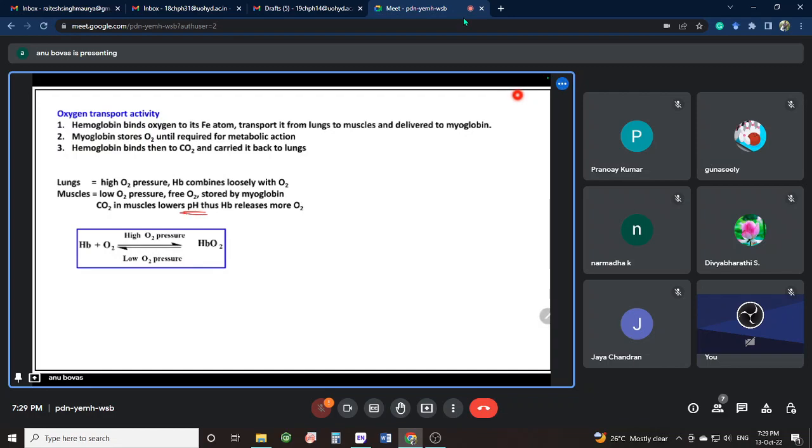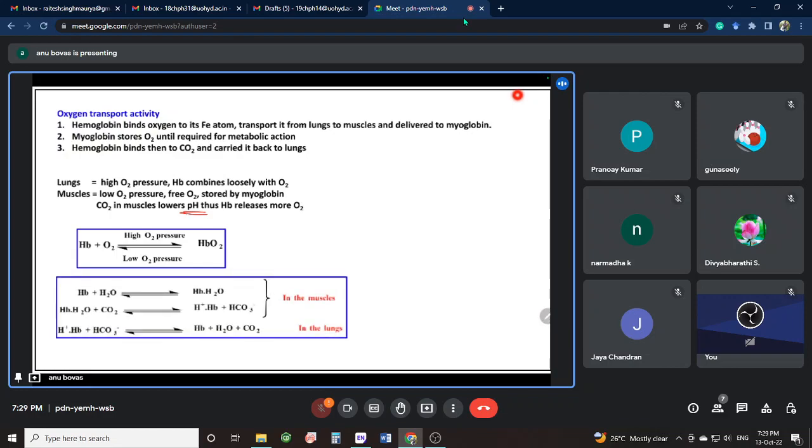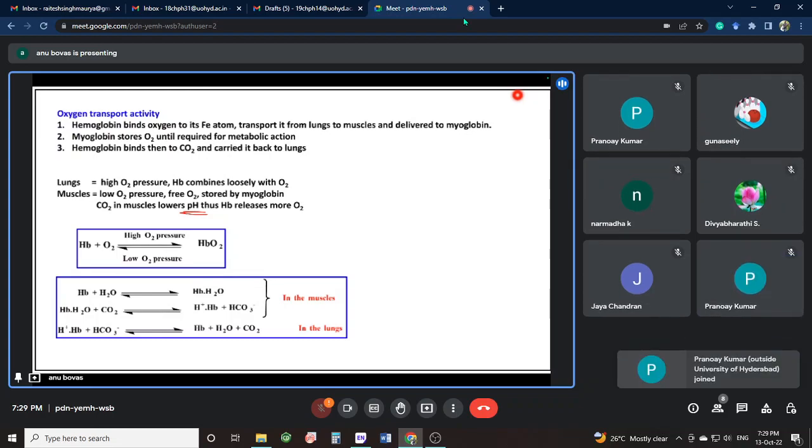What is the role of pH? So then you will get it clear. Even though the oxygen pressure is low, since myoglobin has more affinity towards oxygen, it will catch the oxygen which is freed by the hemoglobin, and then it will be stored in the muscle.